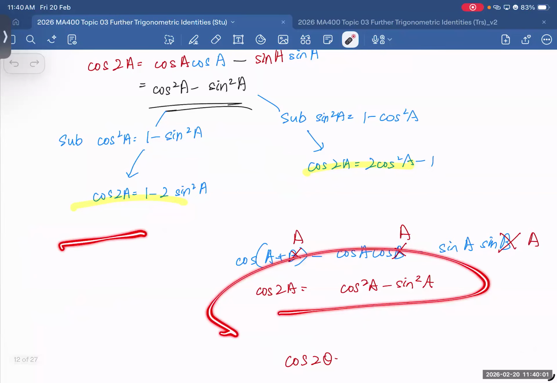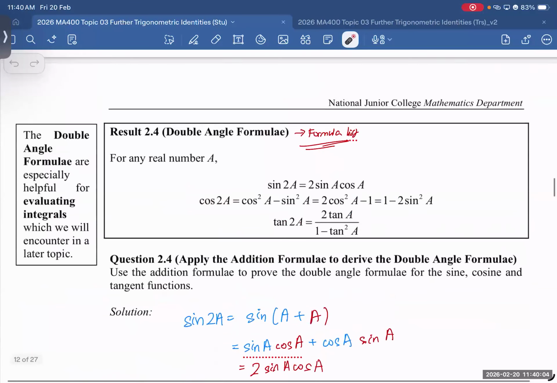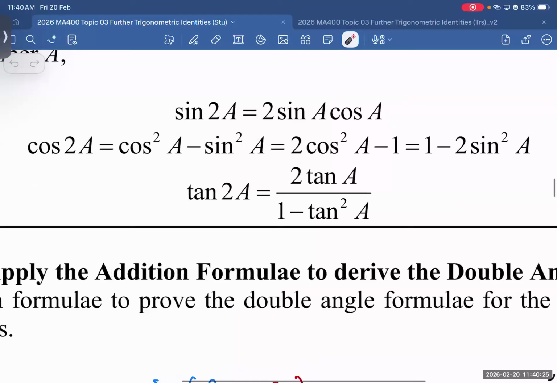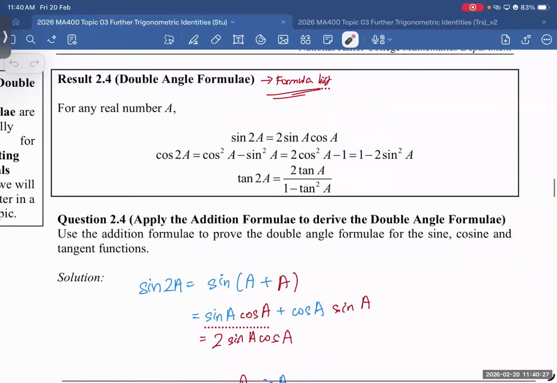So with that, you actually have 3 versions for cos 2A. Sometimes when you're doing proving, you need to use different versions. Different situations call for different versions of cos 2A, just like when you go out with different people, maybe you wear different dresses, different makeup. Tangent 2A is 2 tangent A over 1 minus tangent square A.